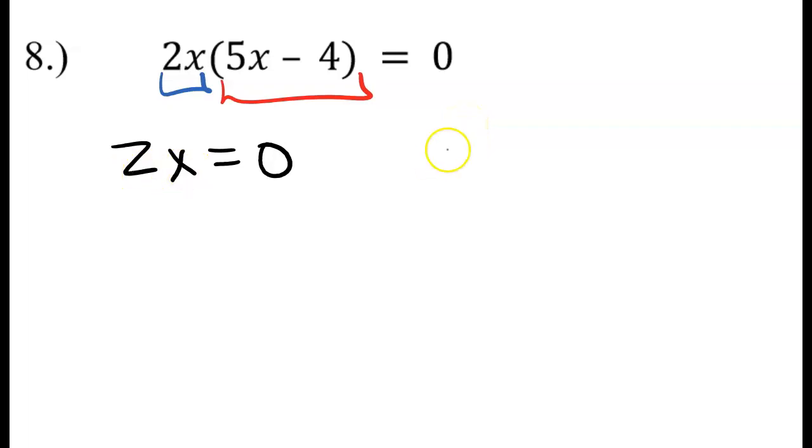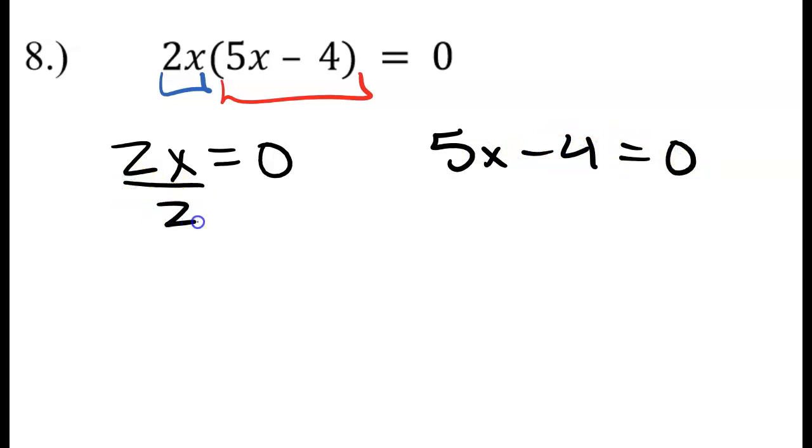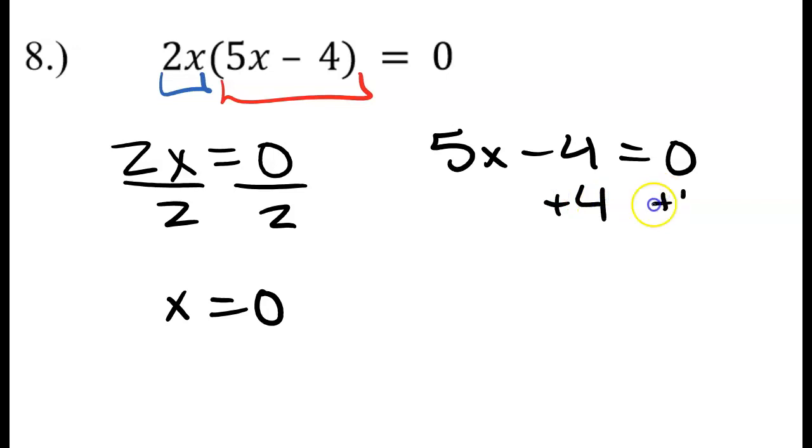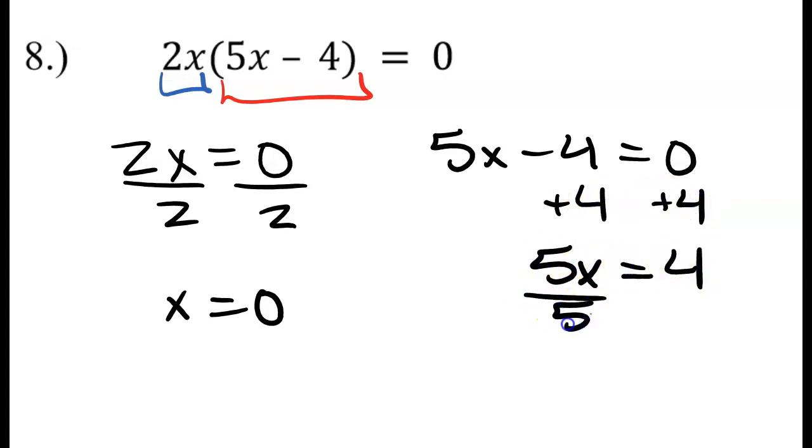All right, so now I have 2x equals 0, I have 5x minus 4 equals 0, and all I need to do is solve. Divide both sides by 2 for this one, so we get x equals 0. This one, we're going to add 4 to both sides. You get 5x equals 4. Divide both sides by 5. You get x equals 4/5.